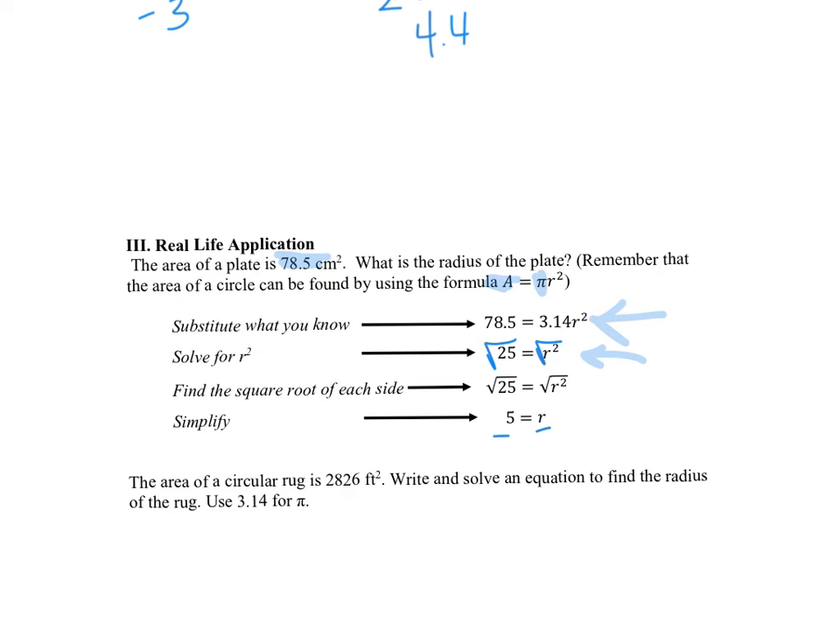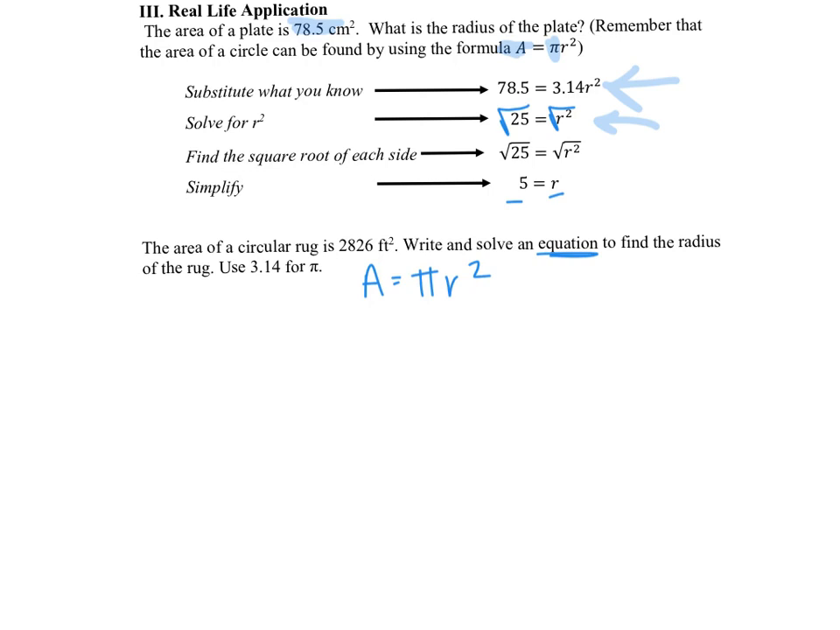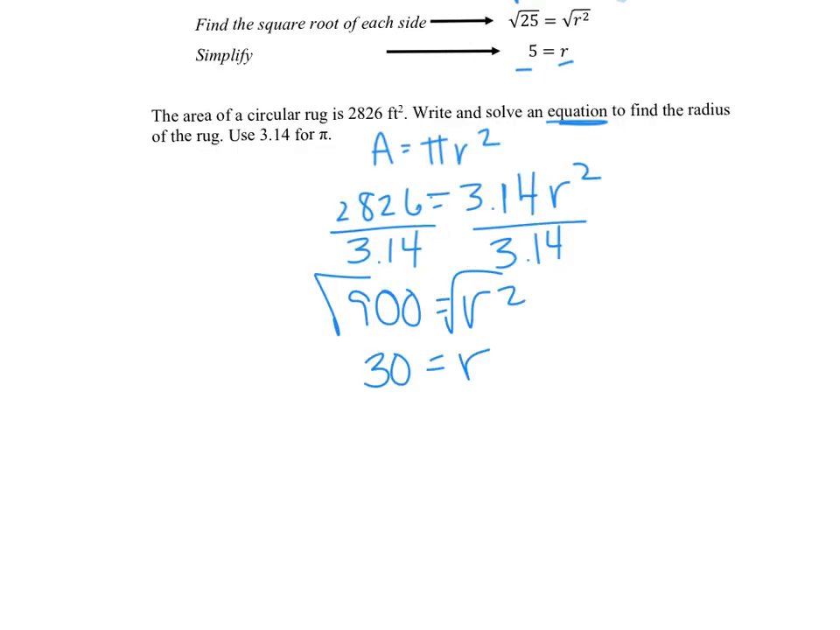So try that with this next one, having the area of a circular rug. Remember, A equals pi r squared. Okay, you're going to write and solve the equation to find the radius of the rug. So plug it in and then solve it. Pause the video. So you should have gotten the radius is 30 feet.